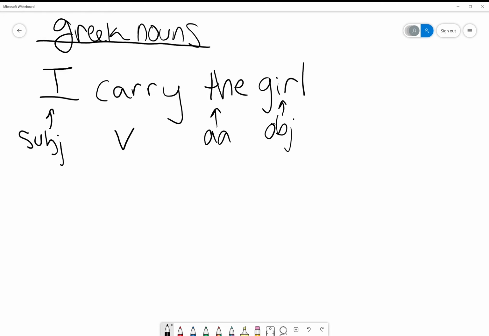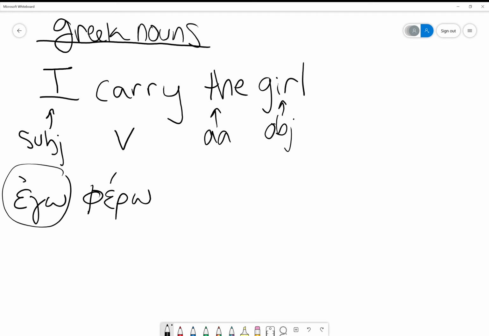If I were to write this in Greek, I could write ego, which would be I, though strictly speaking, this is not necessary. Phero would be I carry, because the omega here also signifies I, which is why ego is not necessary, but we can put it in anyway. And then we'd say tan korēn. Okay? I don't remember the accent. So this is our object here.